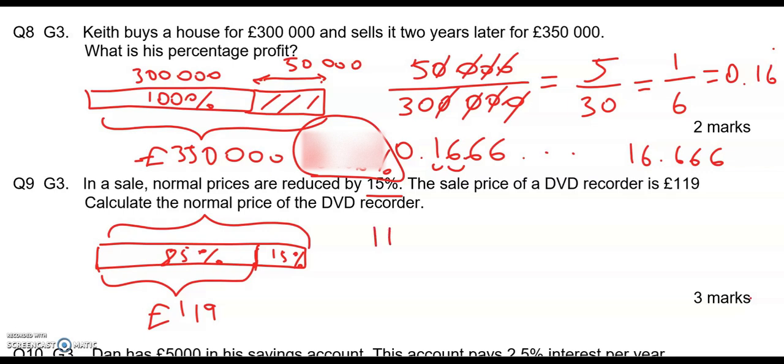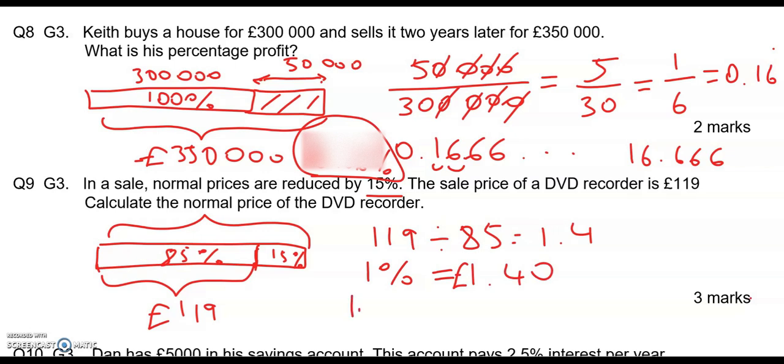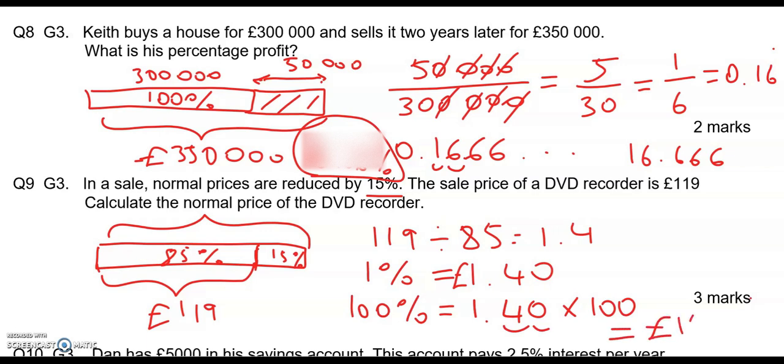So I'm going to go 119 divided by 85, which gives me 1.4. So that suggests that 1% is equal to £1.40. What I'm interested in now is the 100%. So 100%, we get that by multiplying the 1% by 100. So 1.40 times 100 means we've moved the decimal point 2 places to give us £140. And that's the original amount and the answer.